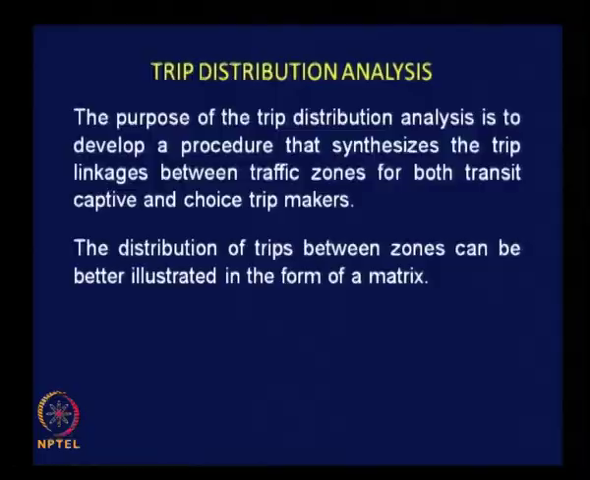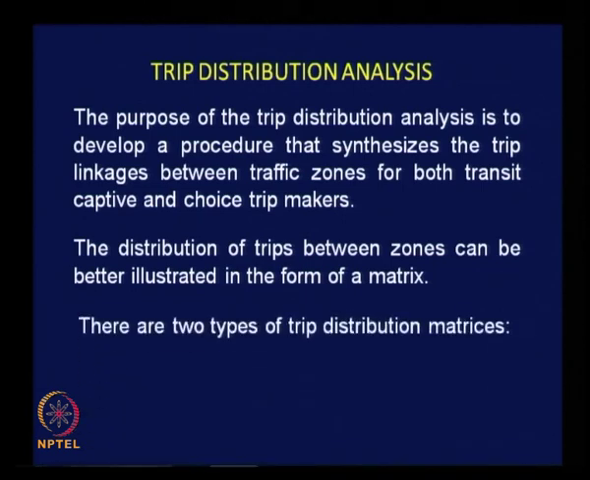So when you consider zone by zone, it becomes a 100 by 100 analysis. So that way it will be easy for us to present trip distribution data in the form of a matrix. That is the idea. And there are 2 types of trip distribution matrices.